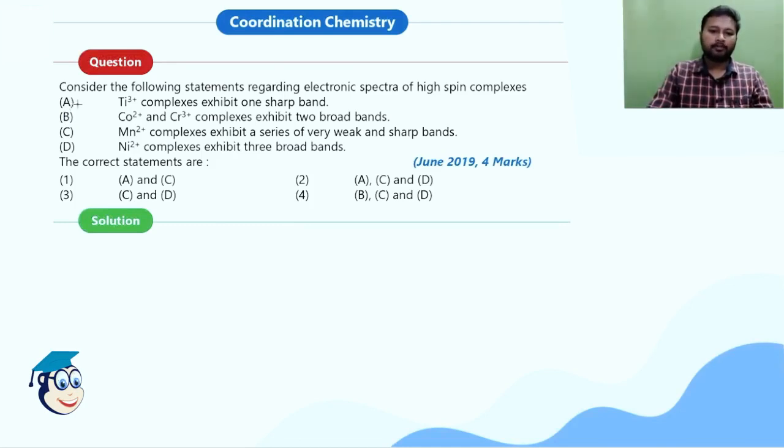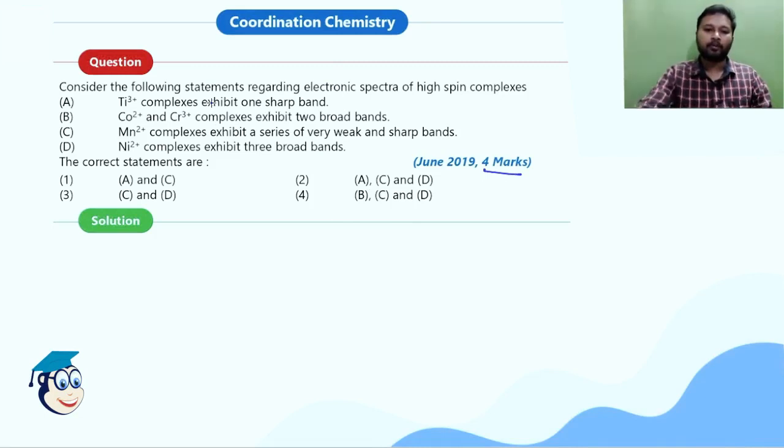Alright, so in this particular question it says consider the following statements regarding electronic spectra of high spin complexes, and these are the 4 statements given. The first one says titanium +3 complex exhibits 1 sharp band. The second says cobalt +2 and chromium +3 complex exhibit 2 broad bands. The third says manganese in +2 complex exhibits a series of weak and sharp bands. The fourth says nickel in +2 complexes exhibit 3 broad bands. You have to tell which are the correct statements. Now this question was asked for 4 marks in your CSIR June 2019 exam. We have to deal with each and every statement one by one.